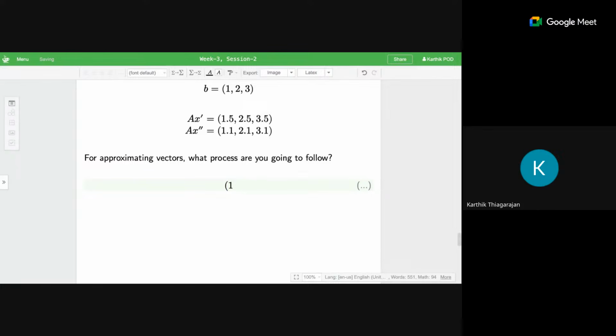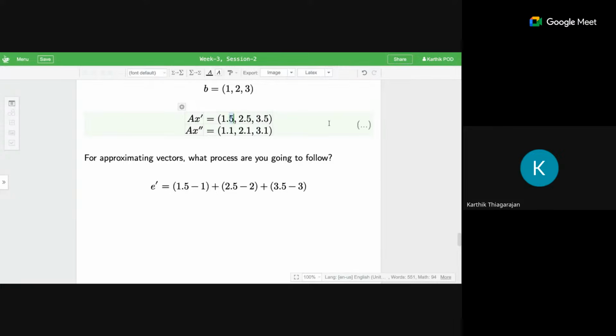So if you are looking at error for the first vector, it could be 1.5 minus 1 plus 2.5 minus 2 plus 3.5 minus 3. Okay, you could consider this. But then there is a small problem with just using differences. What is the problem? They might cancel out. Exactly, right? So they might cancel out.